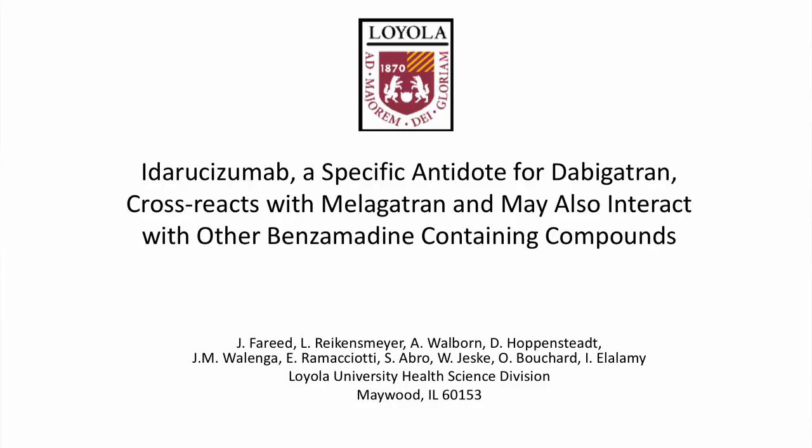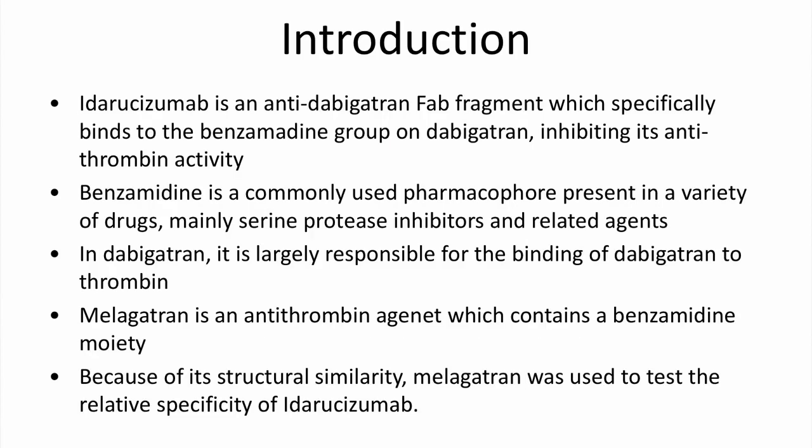The presentation which I would like to present is Idarucizumab or Praxbind, a specific antidote for dabigatran, cross-reacts with melagatran and may also interact with other benzamidine compounds. Praxbind is an anti-dabigatran Fab fragment which specifically binds to the benzamidine group on dabigatran, inhibiting its anti-thrombin activity and thus can be used for control of bleeding.